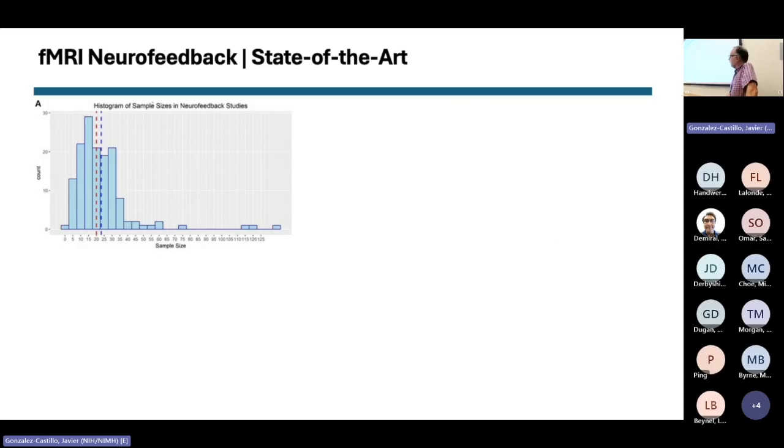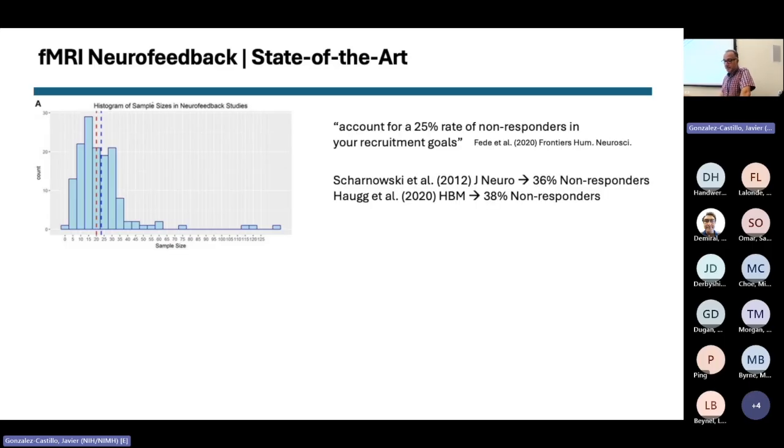What else? So how many subjects? I haven't read the ones with the hundreds of subjects, but overall, as you can see, very few subjects. This is a problem because about 25% of your subjects are going to be non-respondents, meaning they're not going to be able to volitionally control whatever it is that you're feeding them. That's the conservative estimate. There are two other studies that talk about 30, something close to 40%. So think about that. If you just have 20 subjects, that's a problem.